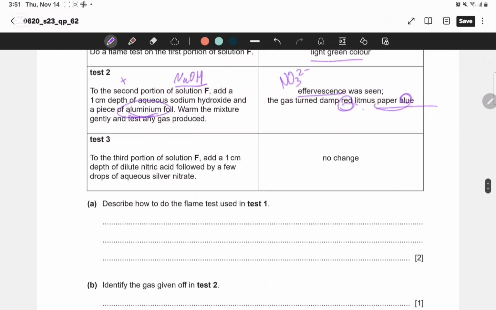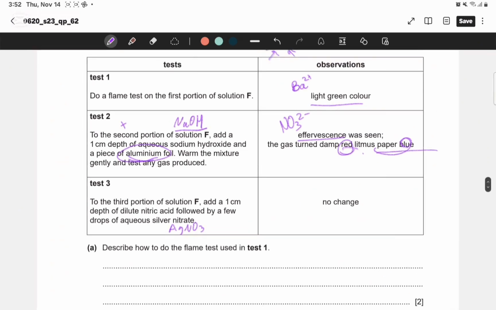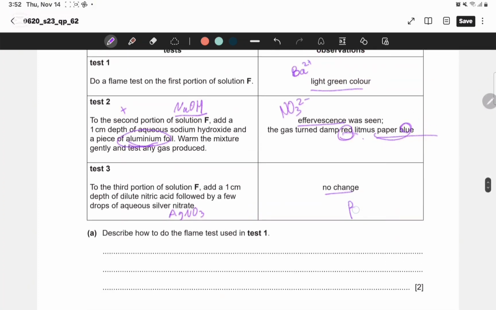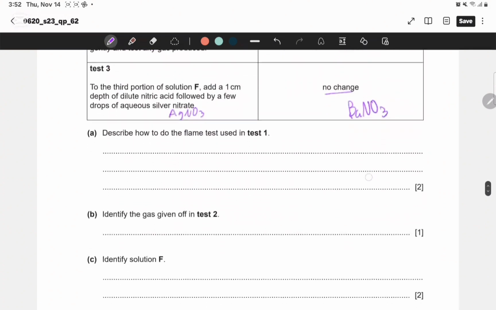Okay? And then to the third portion of solution F, add 1 centimeter depth of nitric acid, followed by a few drops of silver nitrate, so AgNO3. Okay, so they added AgNO3 and they didn't get any change. So we know the answer has to be also Ba. So BaNO3, because we already got it from the tests and observations.